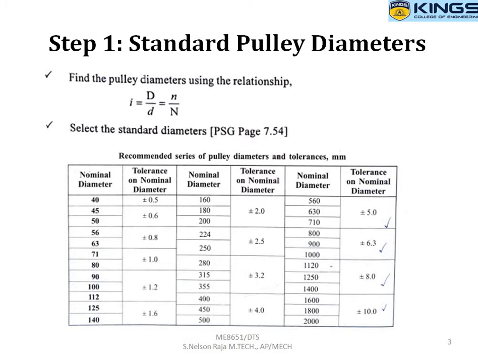Step number one, we have to find the standard pulley diameter by using the velocity ratio relation: I is equal to capital D by small d, or I is equal to small n by capital N. After finding the I value, we have to select the suitable standard nominal diameter, which is available in PSG page number 7.54. After calculating the diameters, we select the suitable standard diameter using this table.